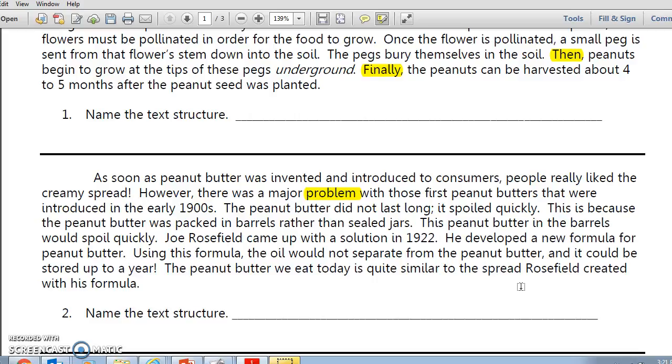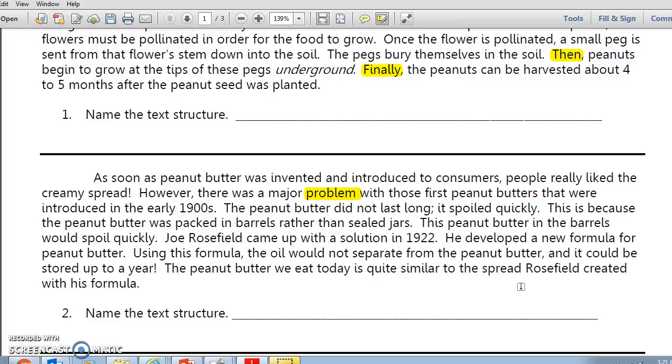Joe Rosefield came up with the solution in 1922. He developed a new formula for peanut butter. Using this formula, the oil would not separate from the peanut butter, and it could be stored for up to a year. The peanut butter we eat today is quite similar to the spread Rosefield created with his formula. Can you name that text structure?